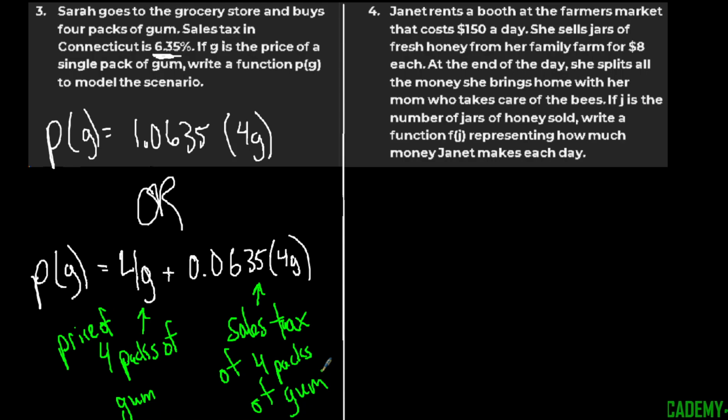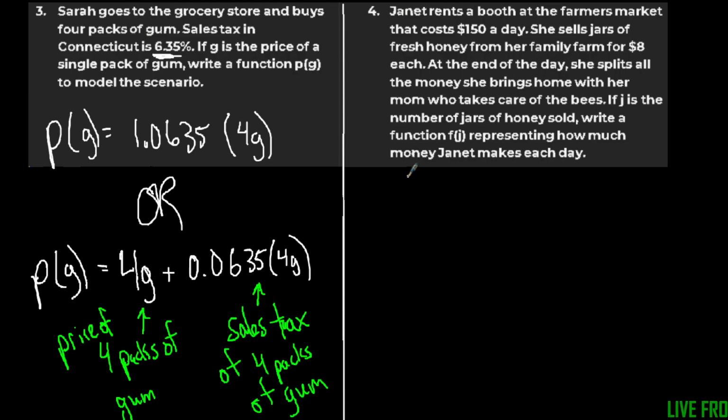And then for number 4, it says Janet rents a booth at the farmer's market that costs $150 a day. She sells jars of fresh honey from her family farm for $8 each. At the end of the day, she splits all the money she brings home with her mom, who takes care of the bees. If J is the number of jars of honey sold, write a function f of J representing how much money Janet makes each day.